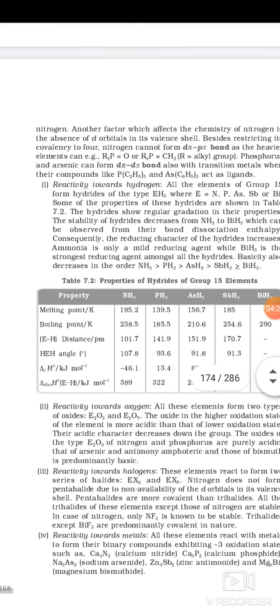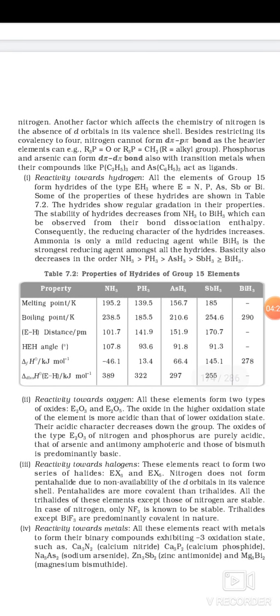Another factor which affects the chemistry of nitrogen is the absence of d orbitals in its valence shell. It is again a very important point. Besides restricting its covalency to 4, nitrogen cannot form d-pi bonds as the heavier elements can, that is R3P=O and R3P=CH2, where R is an alkyl group.